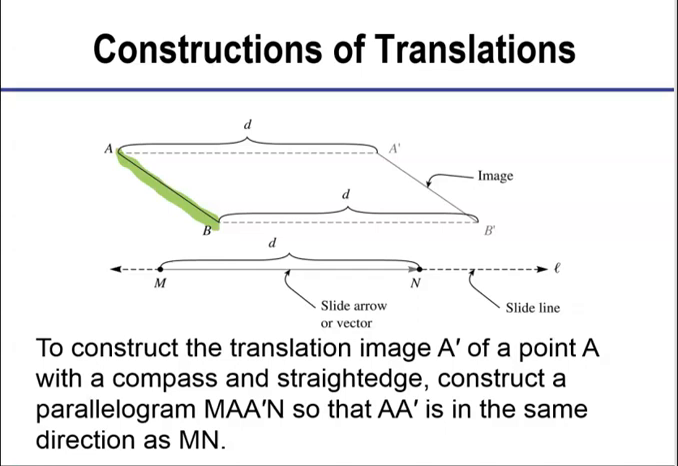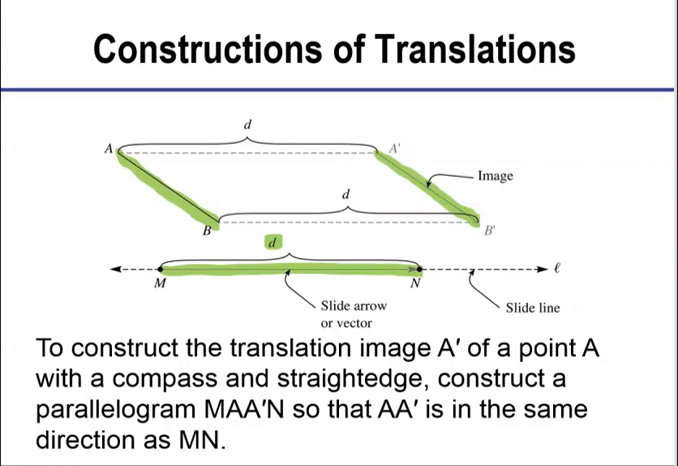Now notice at the bottom, it says slide arrow or vector. So we're supposed to move AB this distance over. Notice they labeled it D, okay, and in that direction. So notice the slide arrow vector gives you a distance and a direction. And so the copy ends up right over here.